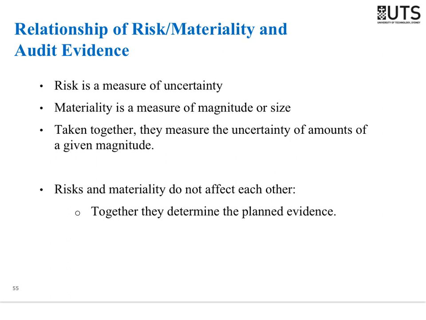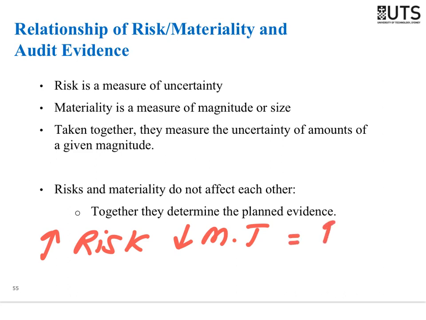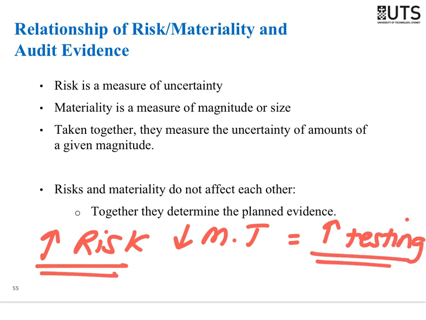Yeah, pretty much all I wanted to say, just to reiterate, is the higher the risk of material misstatement, the lower the materiality threshold that we would set, so the lower the misstatement we're willing to tolerate, and as a result, the more testing we would do. Remember, higher the risk, more testing.